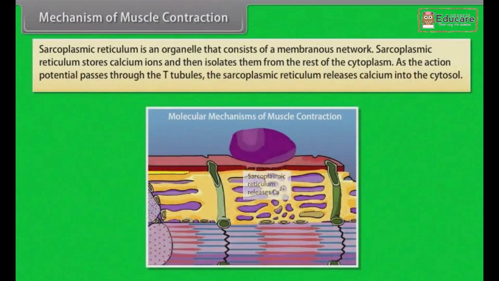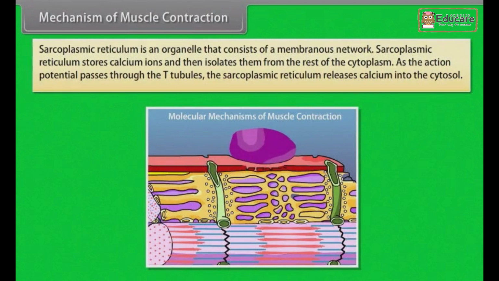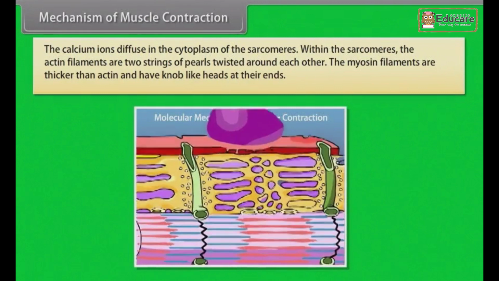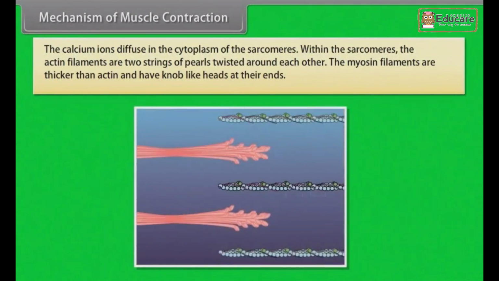Sarcoplasmic reticulum is an organelle that consists of a membranous network. Sarcoplasmic reticulum stores calcium ions and then isolates them from the rest of the cytoplasm. As the action potential passes through the T-tubules, the sarcoplasmic reticulum releases calcium into cytosol. The calcium ions diffuse into the cytoplasm of the sarcomeres.